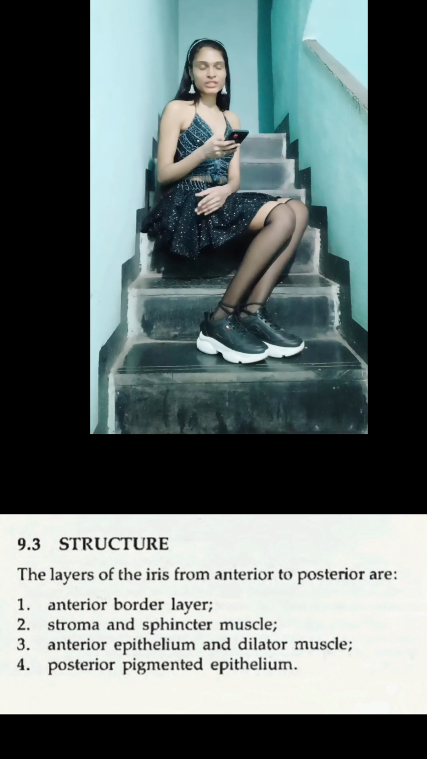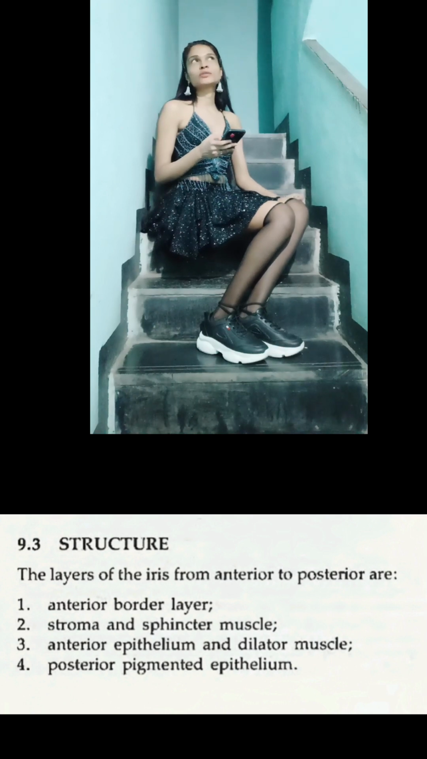Second is stroma containing the sphincter pupillae muscle, dilator pupillae muscles, then vessels and nerves. Then epithelial layers, that is the third layer, containing anterior pigmented epithelium and posterior heavily pigmented epithelium. Both the layers of the epithelium are pigmented, but posterior pigmented epithelium is heavily pigmented.